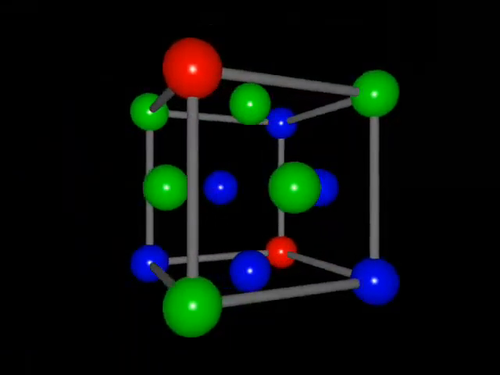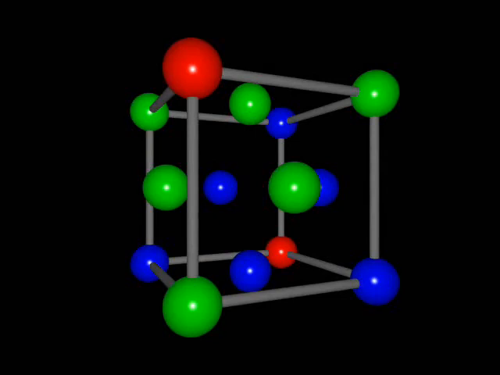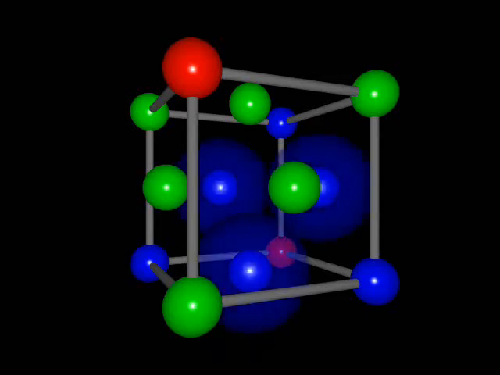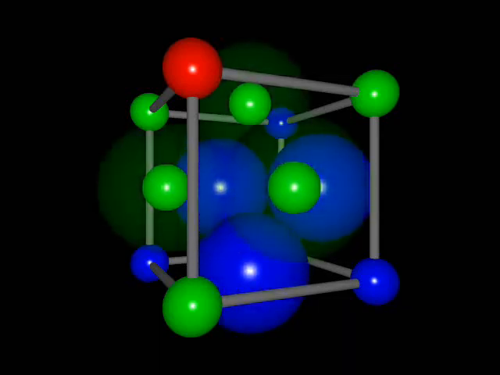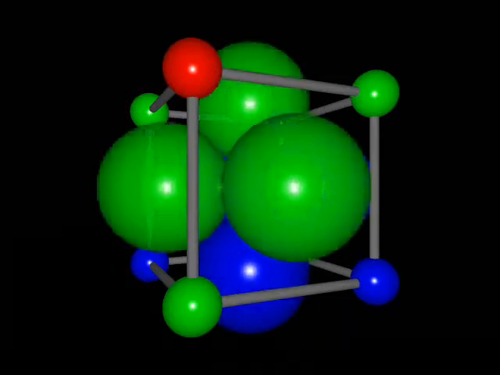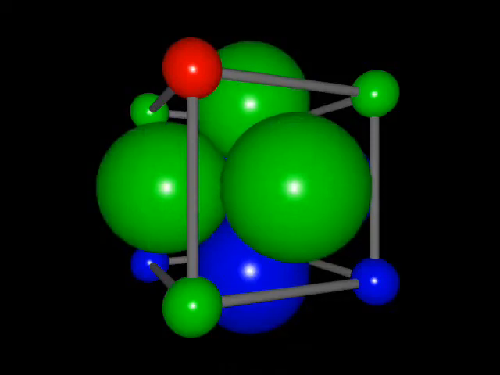Two types of spaces or holes exist between the layers of close-packed structures. The first type of hole is called an octahedral hole and is formed between 3 atoms in one close-packed layer and 3 atoms in a second close-packed layer immediately above or below the first.